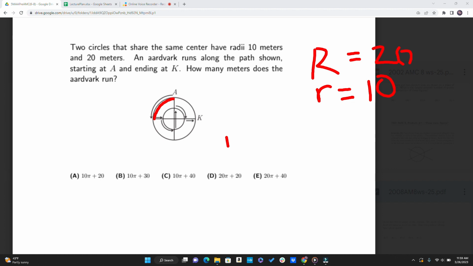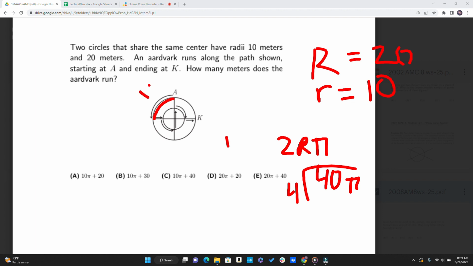So our circumference, remember, is 2 times the radius times pi. In this case, we're using our big radius, so 2 times big radius times pi. That's 40 pi. But again, we're only going across a quarter of the circle, so we divide this by 4. And that's this length here, that's 10 pi.